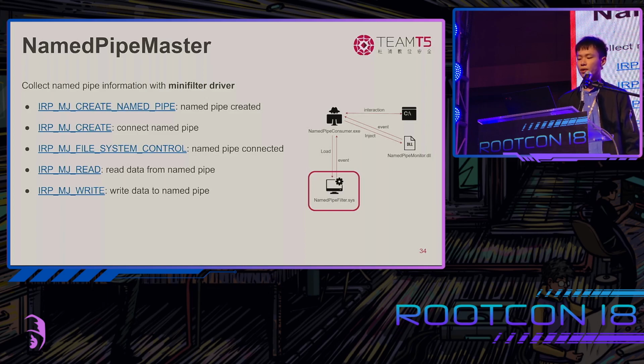We can monitor NamedPipe creation in the IRP_MJ_CREATE_NAMED_PIPE callback, and we can track NamedPipe connection activities in the IRP_MJ_FILE_SYSTEM_CONTROL callback. We can monitor read operations from NamedPipes in the IRP_MJ_READ callback. We can also track write operations to NamedPipes in the IRP_MJ_WRITE callback. By combining these three components, we can analyze various NamedPipe behaviors.